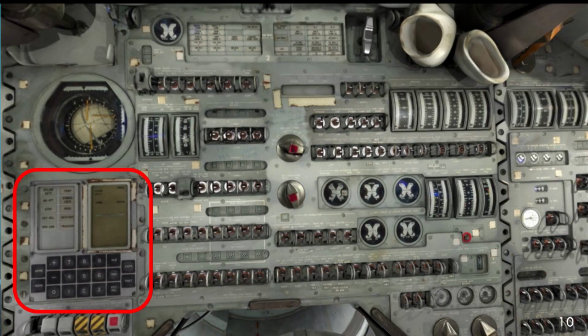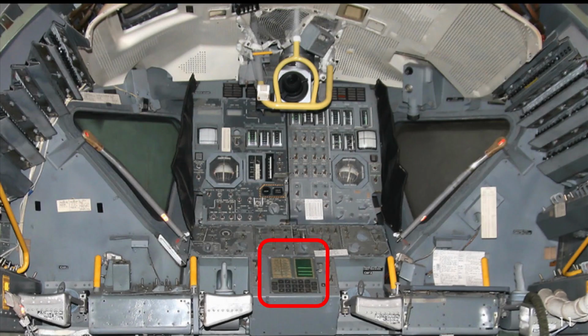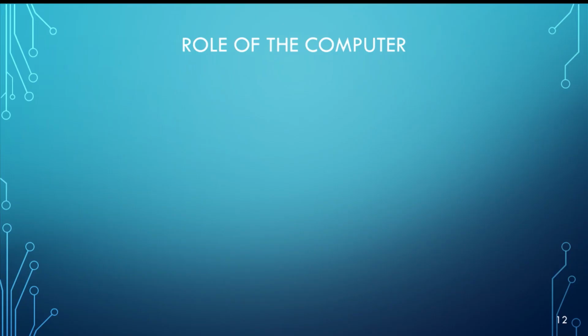This is the DSKY, the interface to the computer, as it was situated on the Apollo space capsule. So this is in the command module on the control panel there. And this is the DSKY to the computer in the lunar module. The astronauts would actually stand in the lunar module on either side of the computer and stare out those triangular windows. So real quick, what was the role of the computer?